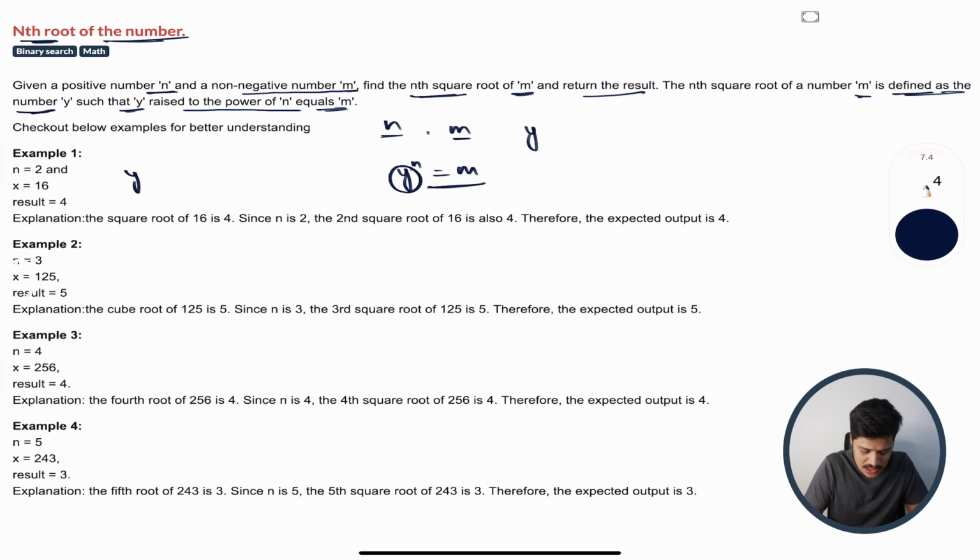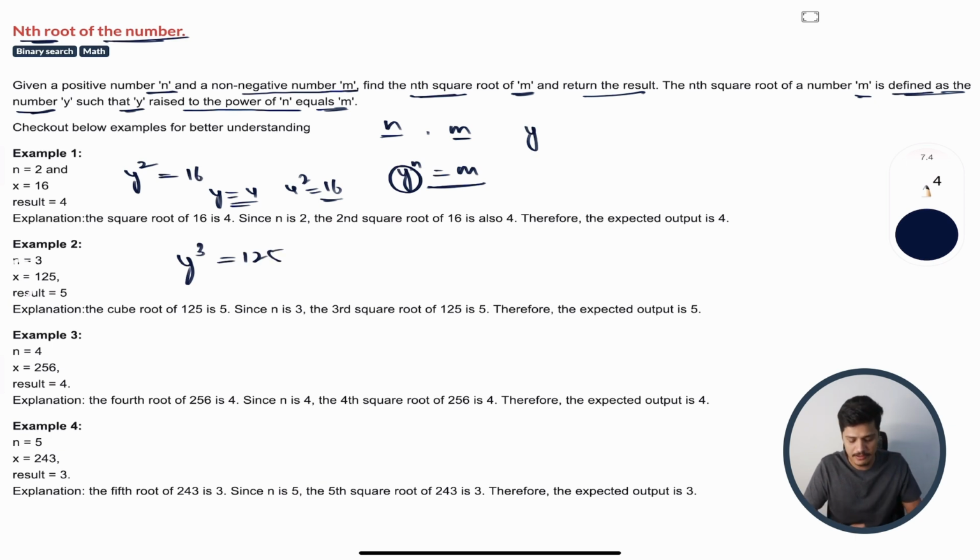Here let's assume y is what we are going to find and n we have gotten is 2, so y square is equal to 16. That means y is nothing but 4, because 4 square is 16. Similarly, in the second example, y is what we need to find and n is 3, with m equal to 125. So here y is 5, because 5 power 3 is equal to 125. Similarly, y power 4 is equal to 256. This is nothing but 4 power 4, so the result that we need to return is 4.